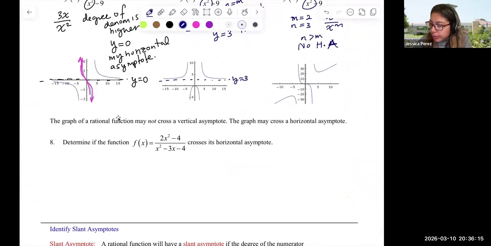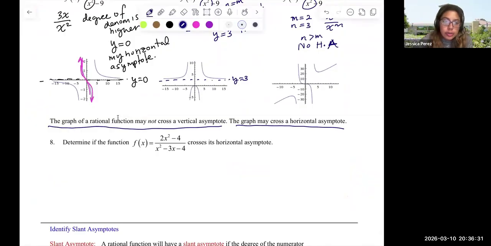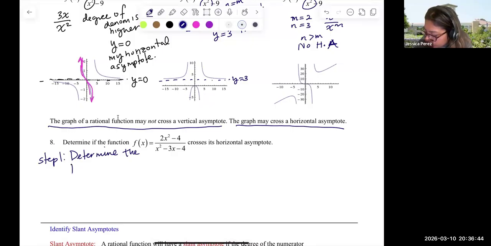Now, the graph of a rational function may not cross a vertical asymptote, but it may cross a horizontal one. And that's exactly what we just said. So let's look at an example. Determine if the function crosses its horizontal asymptote. Well, step 1 is to determine the horizontal asymptote.